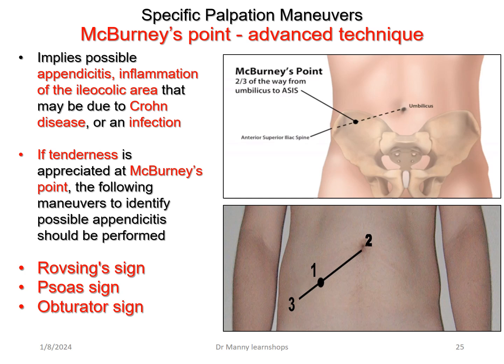If tenderness is appreciated at McBurney's point, the following manoeuvres can also be utilised to determine whether it's appendicitis, which could be Rovsing's sign, Psoas sign, or the obturator sign.